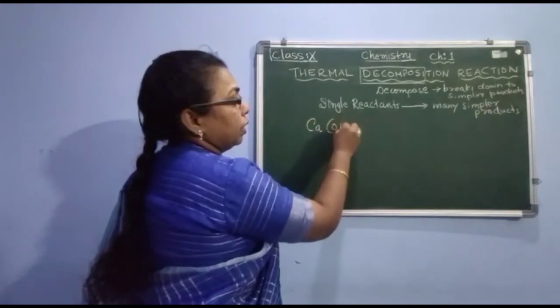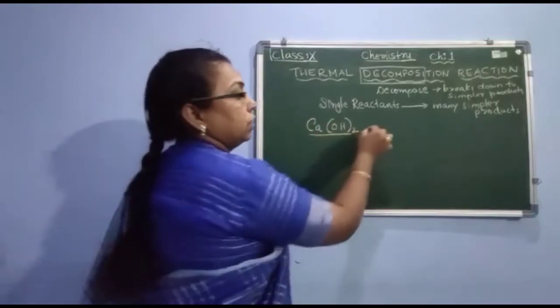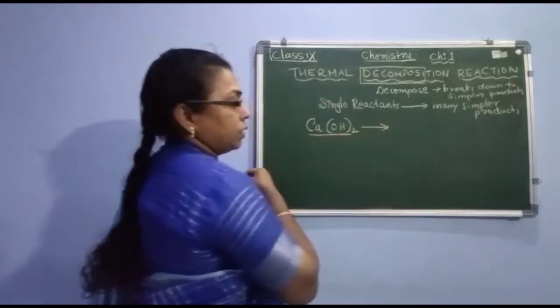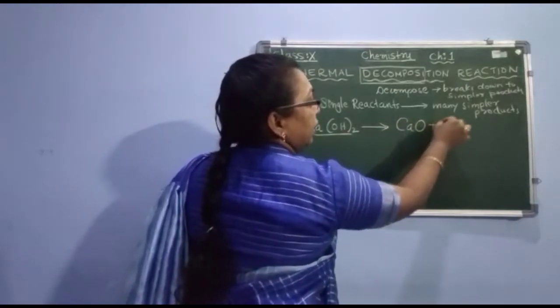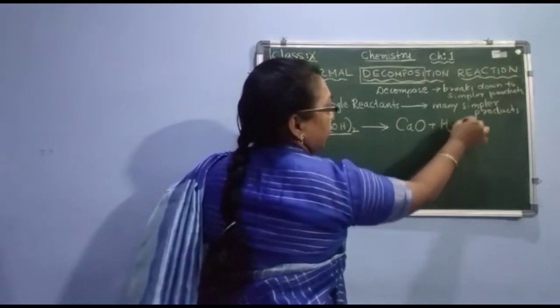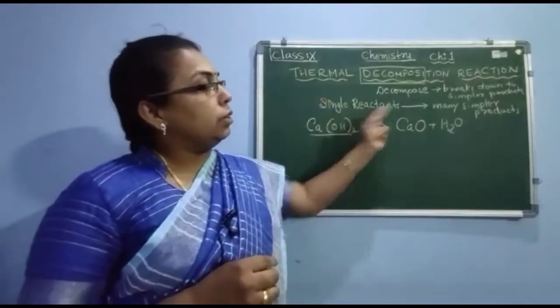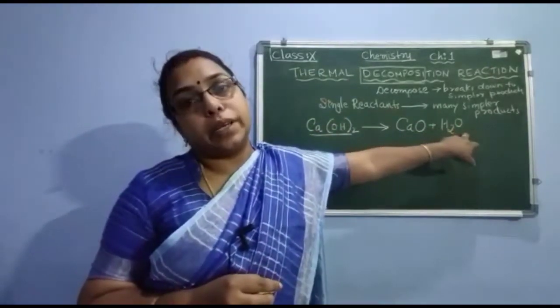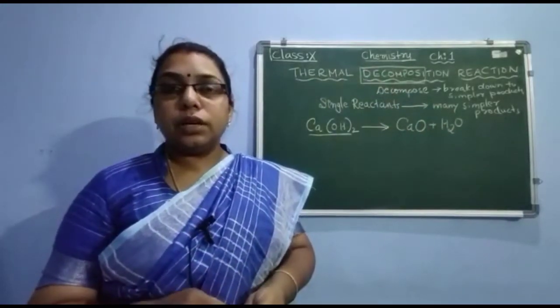Calcium hydroxide. This is a single reactant. It breaks down to calcium oxide plus water. See this, a single reactant breaks down to two products. This type of reaction we call a decomposition reaction.